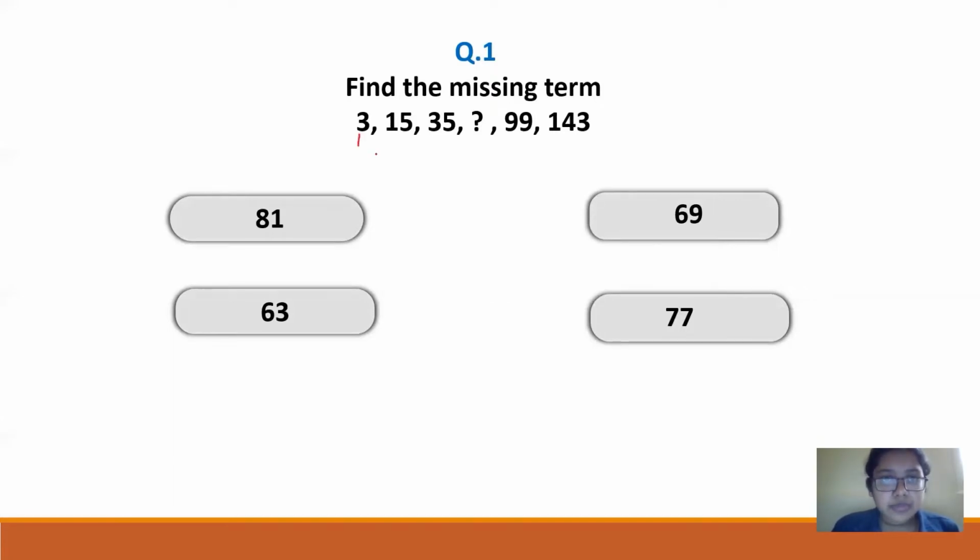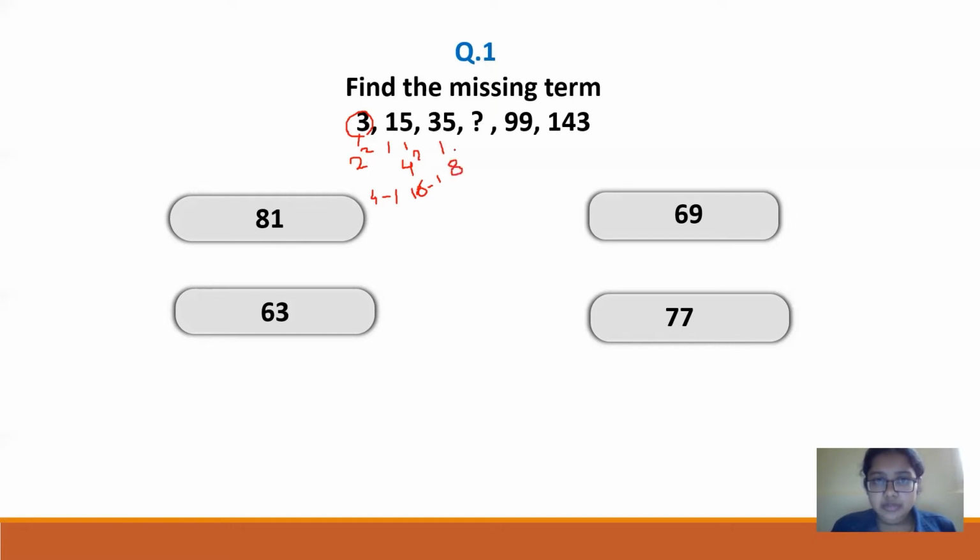So see, over here, 2 square. What we get after doing 2 square? We get 4. And if we do minus 1 from here, we get 3, right? In a similar way, 2 twos are 4, and if we do the square of 4, we get 16. And if we subtract 1 from the 16, we get 15.